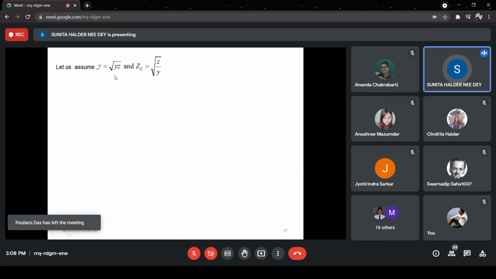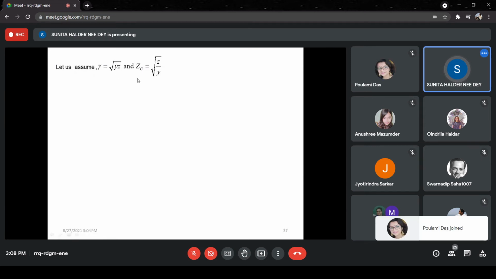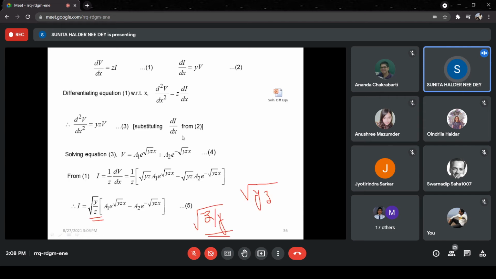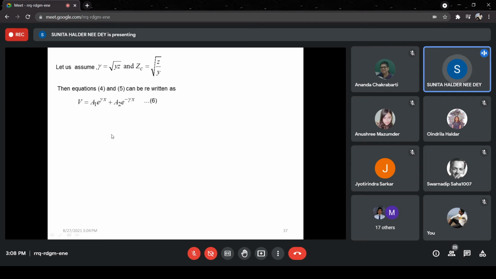So that parameter root over YZ is called gamma, and root over Z by Y is represented by Zc, right? Then equations 4 and 5: root YZ we can write as gamma in short. So the voltage equation will be A1 e to the power gamma x plus A2 e to the power minus gamma x, and the current equation will be 1 by Zc, because there was root over Y by Z but we are using Zc equal to root over Z by Y. So 1 by Zc, A1 e to the power gamma x minus A2 e to the power minus gamma x. These two equations we have got.